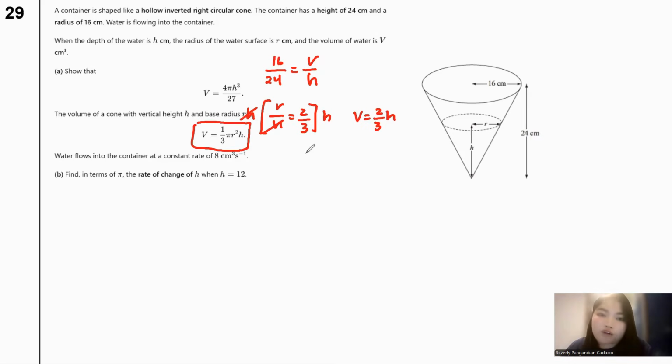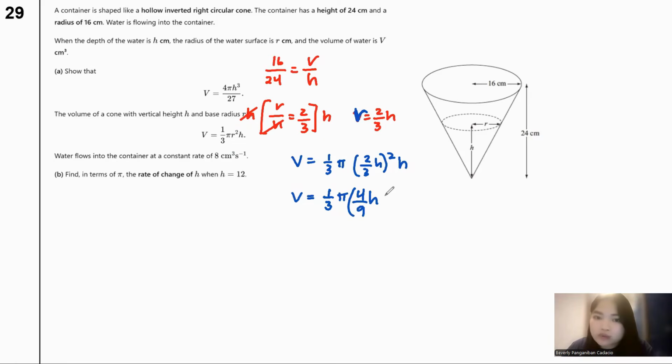Take a look at that formula, okay? You're going to put that there. So V is equal to 1/3 pi. Instead of R, this is R, sorry. It looks like that's R. And then 2 over 3 H squared multiplied by H. 1 over 3 pi, I'm just going to recopy, but if you want, you can just go with 2 over 3 raised to 2 will give you 4 over 9. 4 over 9 here, and I will have H squared there.